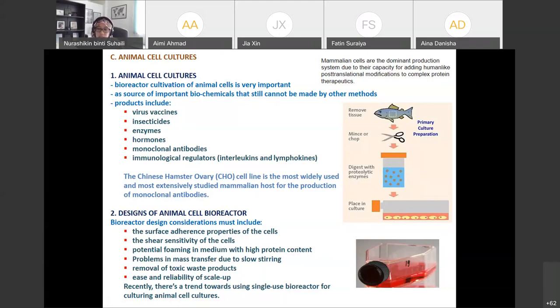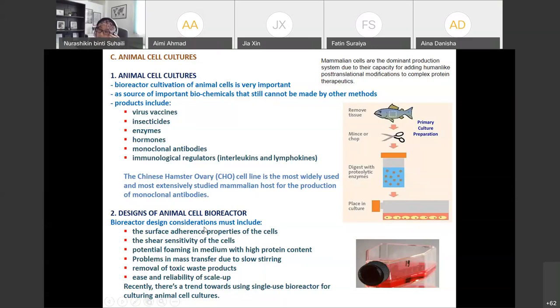Yeah, it's no longer in a bottle, because in the bottle it's easy for you to control. But for the larger reactor, it will be a challenge. You have to think about how you want to provide mixing, but you don't want to break the cells. So all those things have to be taken into consideration. So the scale up will be a challenge for cultivating the animal cell varieties.